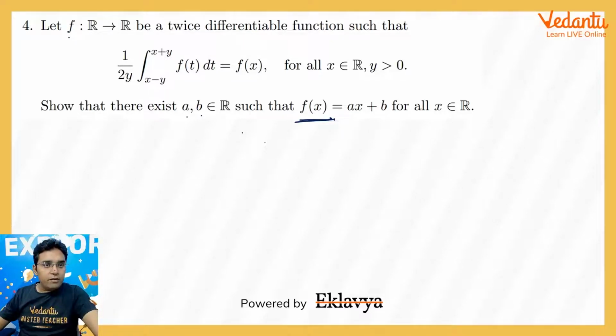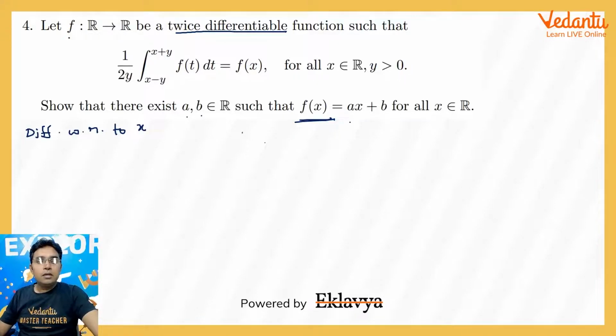Now they have given f to be a twice differentiable function, so we are very much free to differentiate it using Newton-Leibniz formula. So if I differentiate both sides with respect to x, y will be considered as a constant. Here you can see x belongs to R and y is some positive number which is independent of x, because we are not given any relation of x with y, so we can assume that it is independent from x.